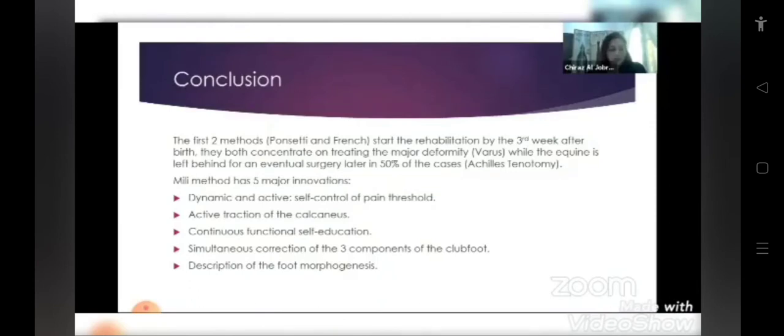Achilles tenotomy. Mili method has 5 major innovations: dynamic and active, with self-control of pain threshold, active traction of the calcaneus, that's why there is no need for surgery of the Achilles tendon, continuous functional self-education, and this special simultaneous correction of the 3 components of the clubfoot. The 3 components, I mean the varus, the equinus, and adductus, are simultaneously corrected by the Mili method.